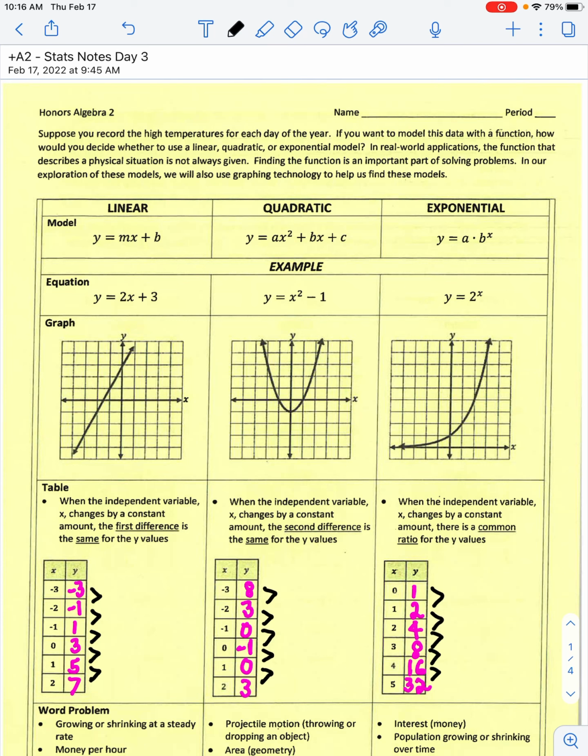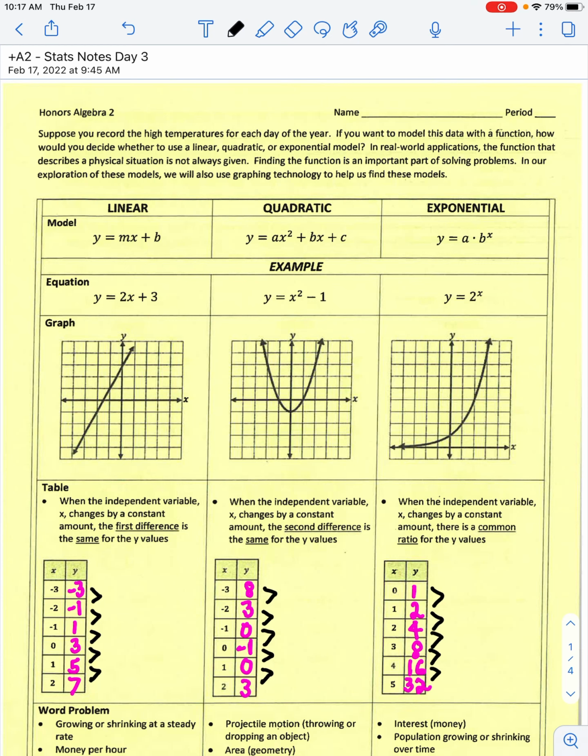This is the video lesson for Thursday, February 17th, our statistics notes day 3, and we are going to be examining linear, quadratic, and exponential models. So if you look at the top, it says, suppose you record the high temperatures for each day of the year. If you want to model this data with a function, how would you decide whether to use a linear, quadratic, or exponential model?